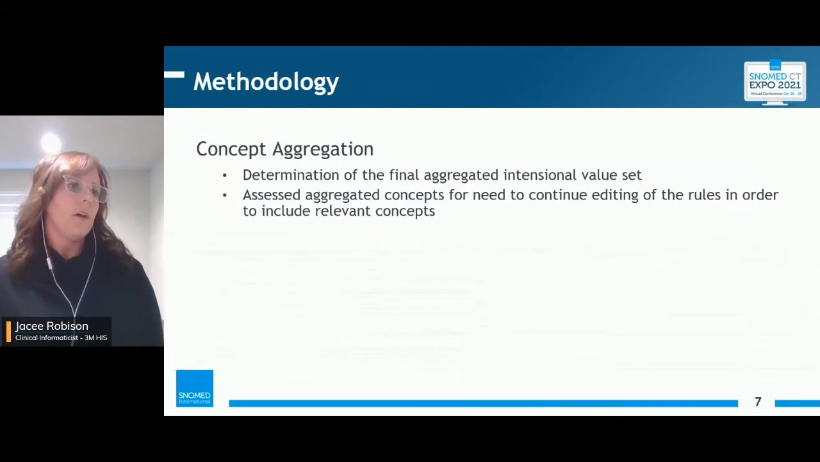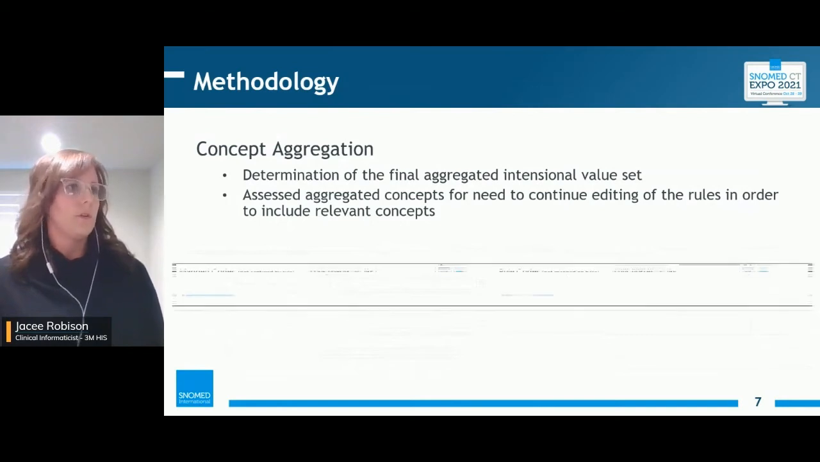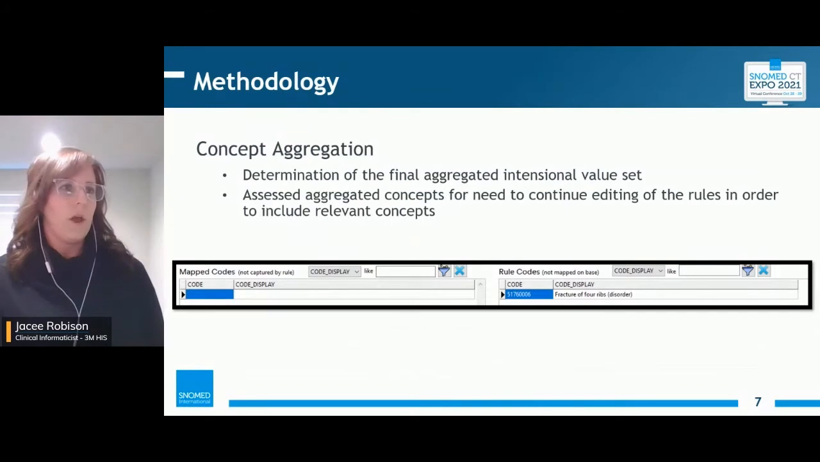Here is how the concept aggregation changes when we revert the rib fracture rule back to its original form and then remove a previously existing concept. For this example, we removed fracture of 4 ribs. On the right, you will notice that the concept fracture of 4 ribs is captured by the rule, but not currently included in the value set.